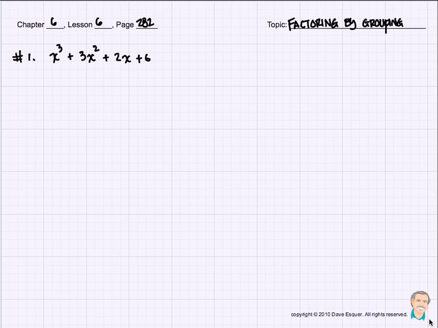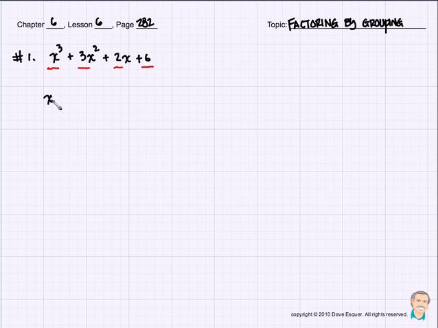And the clue is that when we're factoring by grouping, we're going to see that usually there are 4 terms in these polynomials. So let's make sure we got 4 terms, because that's going to be our clue right off the bat. And we sure do. We have 1 term, 2 terms, 3 terms, 4 terms. So we know we've got those. We can probably use this technique, factoring by grouping.